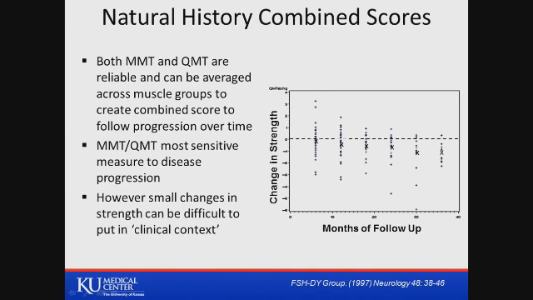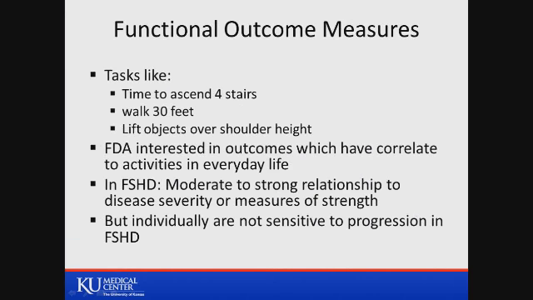And so what we saw is, as a group, people lost about 3 to 5% of their strength over that year. However, small changes in strength can be very difficult to put into a clinical context. What does it mean to lose 3% of your strength? And that gets to this idea of functional outcome measures.